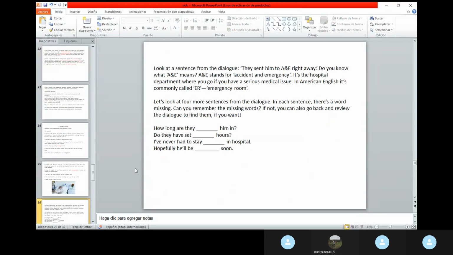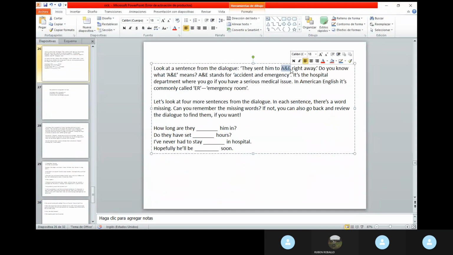Okay, another sentence from the dialogue: Let's send him to A and E. Right away. Do you know what A and E means? A and E stand for accident and emergency. Estas son las que quiere decir A and E, accident and emergency. Son de pronto los departamentos que maneja el hospital.